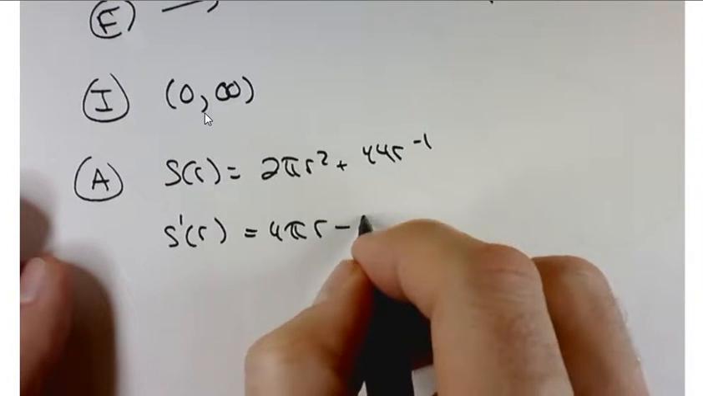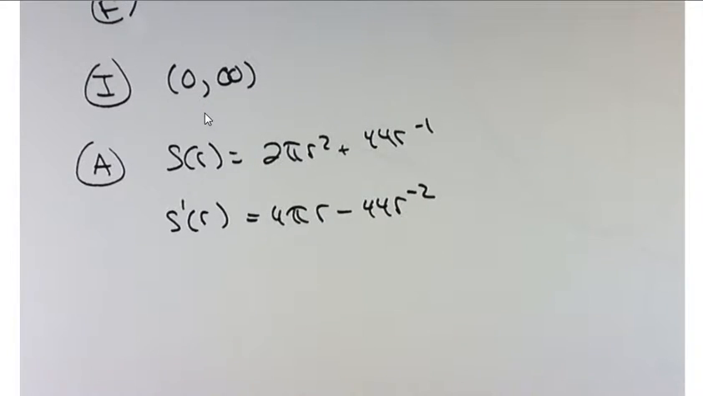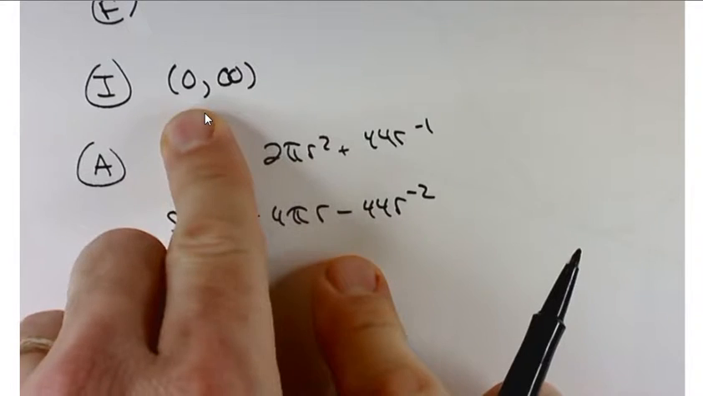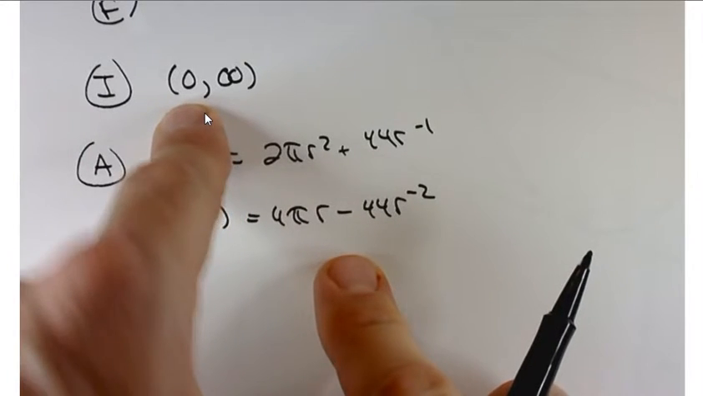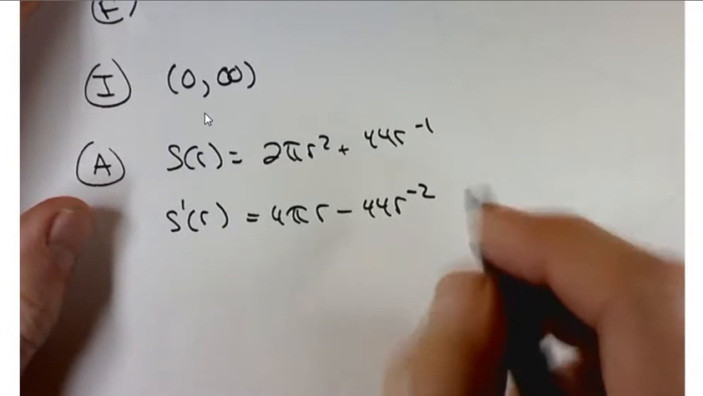Thank you. Minus 44 r to the negative 2. We want to find the critical points. Remember, the critical points are where this could equal 0 or it's undefined. Where is it undefined? At r equals 0. But r equals 0 is not a point that we're worried about. It's not in our domain of interest. Actually, it's not in the domain of the function at all. So we're not worried about r equals 0.